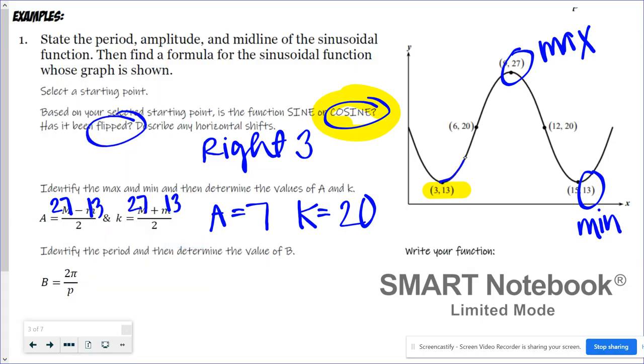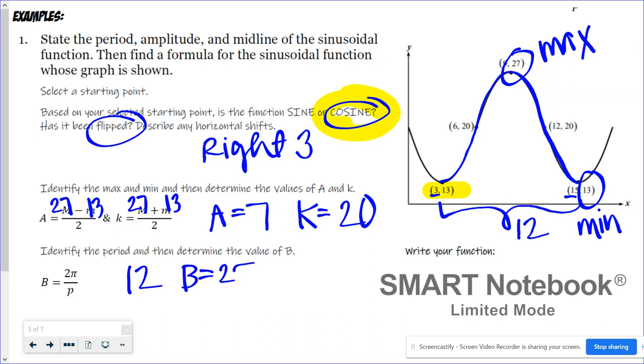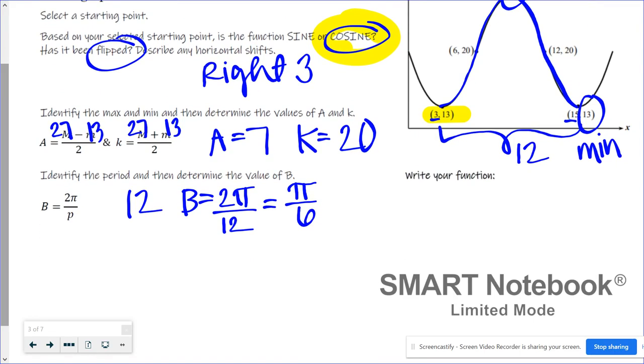For the period, I should highlight one full cycle of cosine. If cosine starts at its minimum, by the time it returns to its minimum, that's one full cycle. So one full cycle of this graph starts at 3, ends at 15, so that's 12. So the period is 12, which means the b value is 2 pi divided by 12, which is pi over 6.